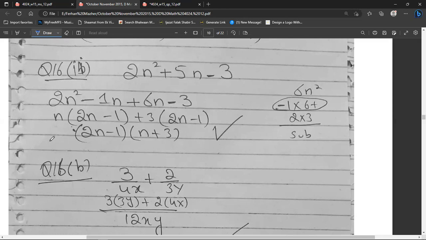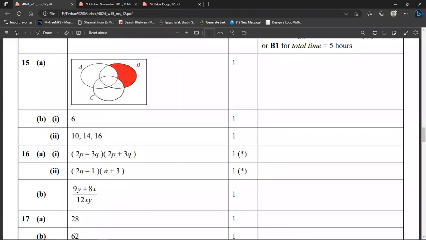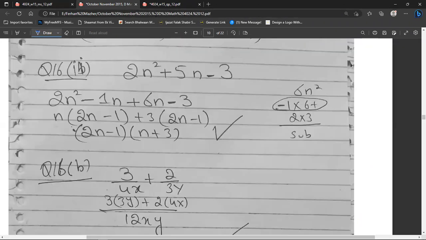From the first two terms you can take n common, so in the bracket you will have 2n minus 1. From the last two terms you will have 3 common, so in the bracket you will have 2n minus 1. Now I will take 2n minus 1 common. From here you will have n, and from here plus 3. So this is how you will factorize it: (2n minus 1)(n plus 3) is the right answer.